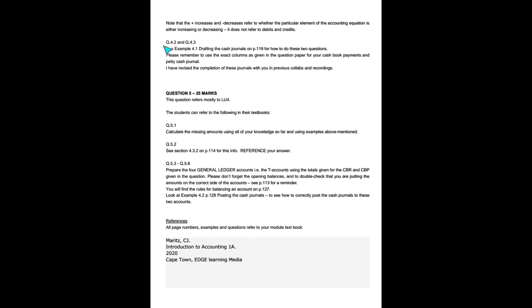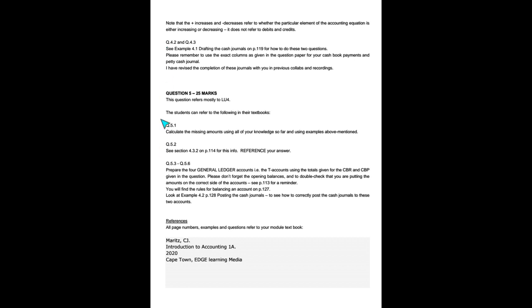Also, don't forget about VAT. VAT is applicable in 4.1 because VAT is one of our general ledger accounts, so we must include it if it's applicable in our cash receipts. And then 4.2 is the cash book payments. In 4.2, you have to identify correctly from that list of transactions which ones belong in your cash book payments.